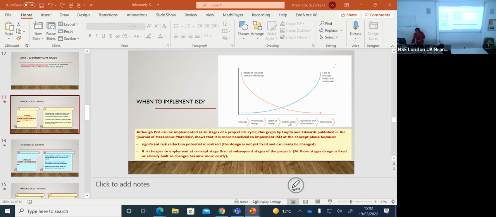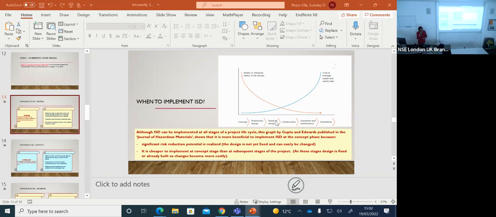Once you get to construction or even the end of detailed design, procurement has ordered all your long lead items. People have started buying stuff. Early works have started at site. You spend a lot of money to implement inherently safer design there. The thing is, inherently safer design can be used in all life stages. I said that at the beginning, but there are different ways you use them. At the concept and preliminary stage, you'd use those four strategies I talked about generally.